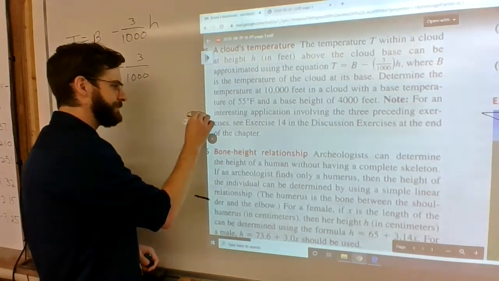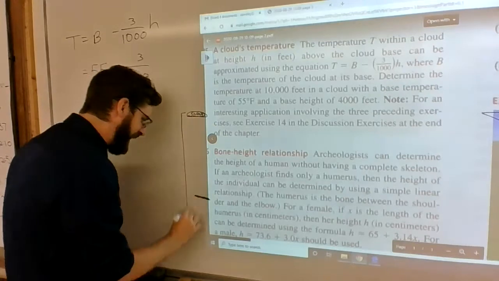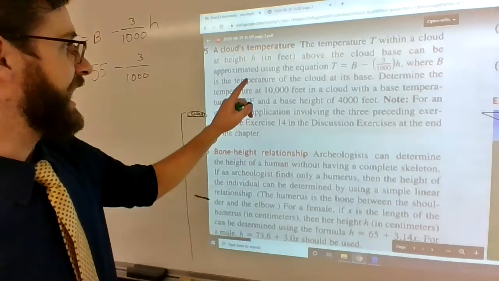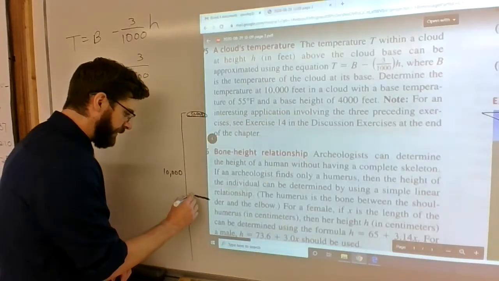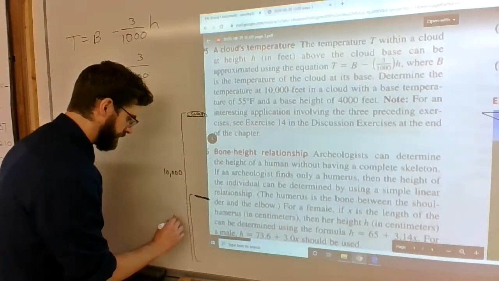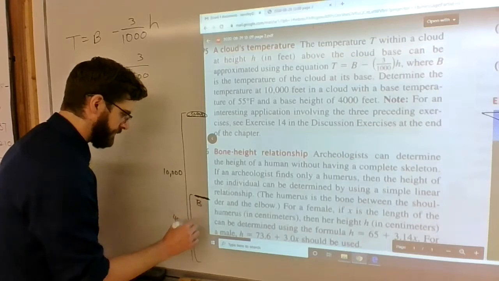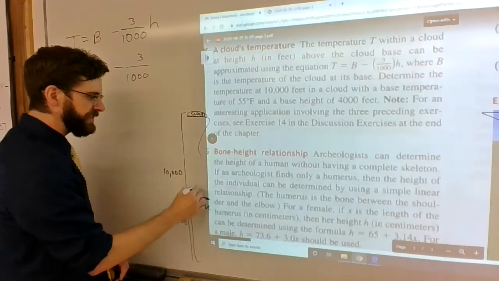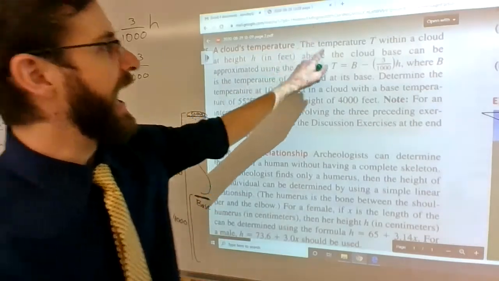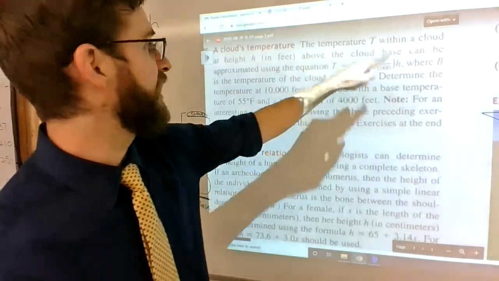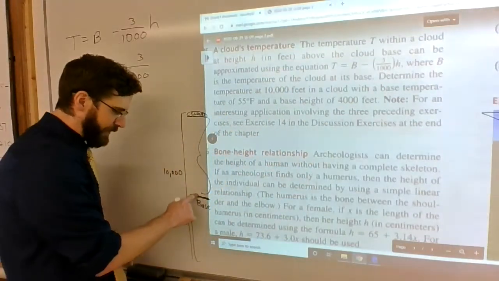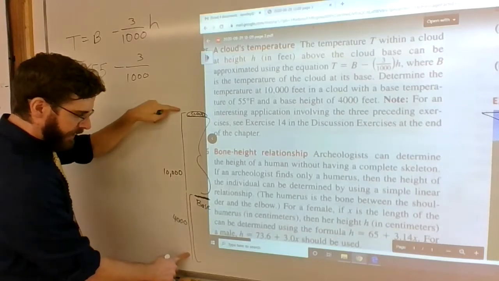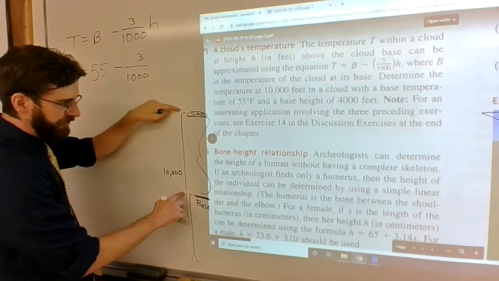In the cloud, it's 10,000 feet. The cloud base has a height of 4,000 feet. This h value is how high it is above the cloud base. Here's the cloud base. Here it is. It's 10,000 minus 4,000 feet above the cloud base.